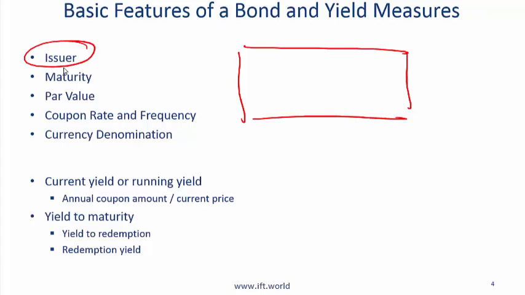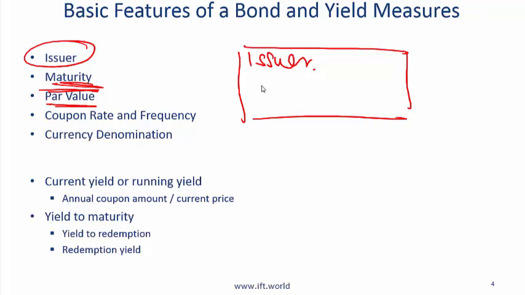One important feature is the issuer. So who has issued the bond? Is it a particular sovereign government? Is it a particular corporation? So obviously the issuer and the description of the issuer is on the bond. Then the maturity. So if the bond is issued on 1st January 2010, then the maturity also needs to be stated. A 10-year bond would mean that from issue, the bond matures after 10 years.